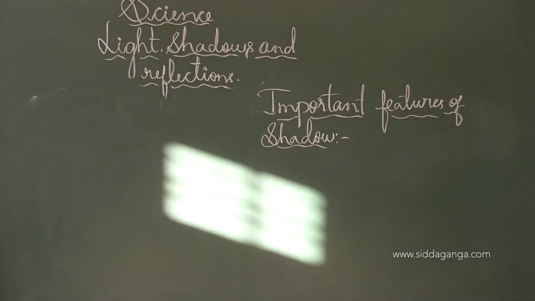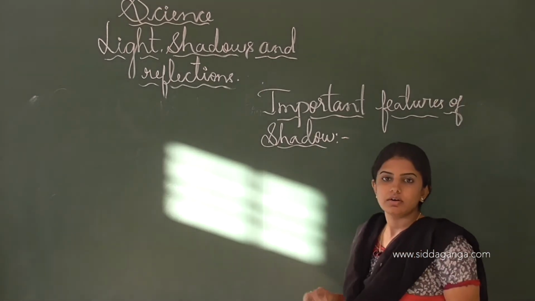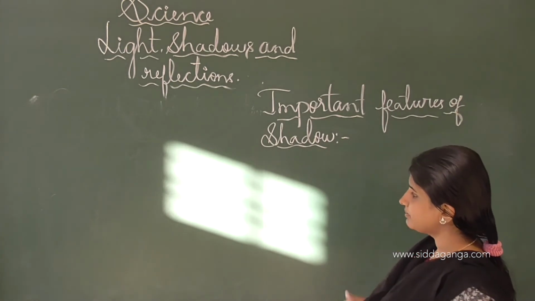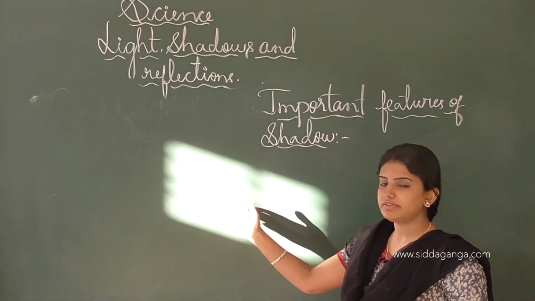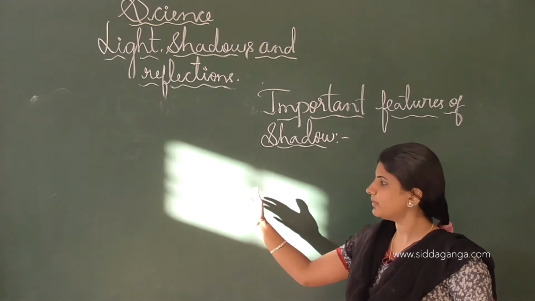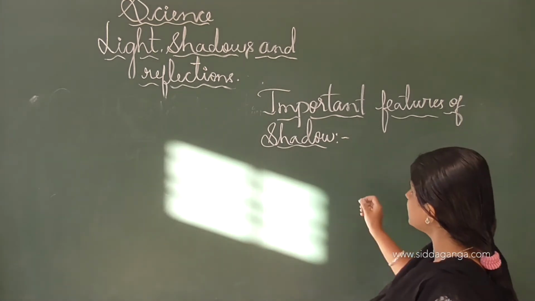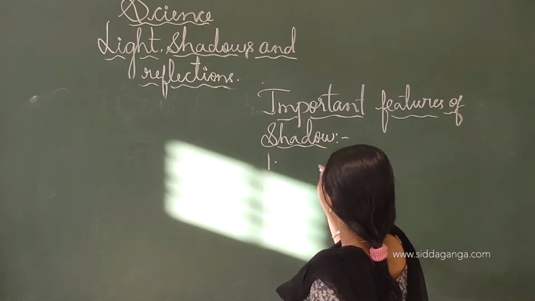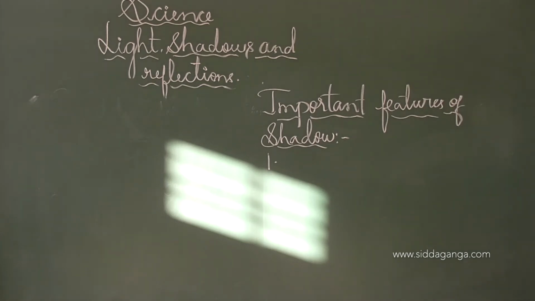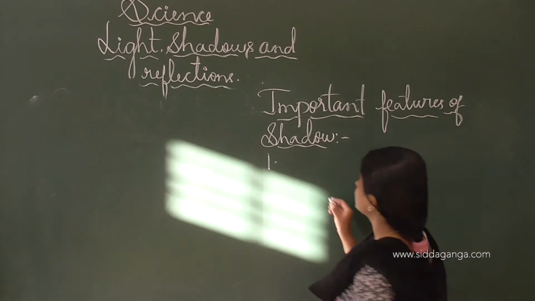The first important feature is the shadow is formed opposite to a light source. Always the shadow is formed opposite to the source of the light. For example, if I hold the hand in front of the sunlight, the shadow is formed opposite to my hand, and this is the first important feature: shadow is formed opposite of the light source.